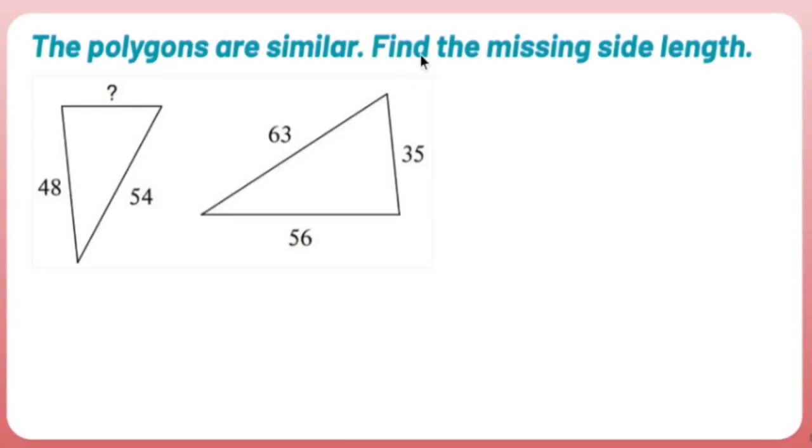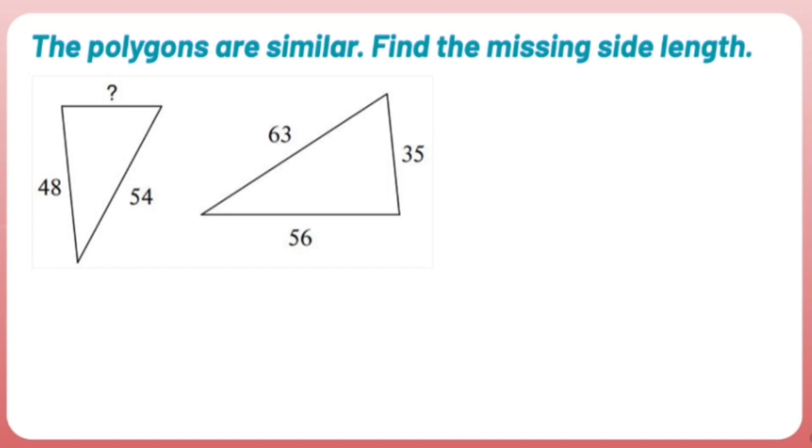The polygons are similar. Find the missing side length. Now, in a previous problem, I was only given two pieces of information. For example, I was only given a side I don't know, and a side and a side. Now I'm given extra. Should that complicate things?